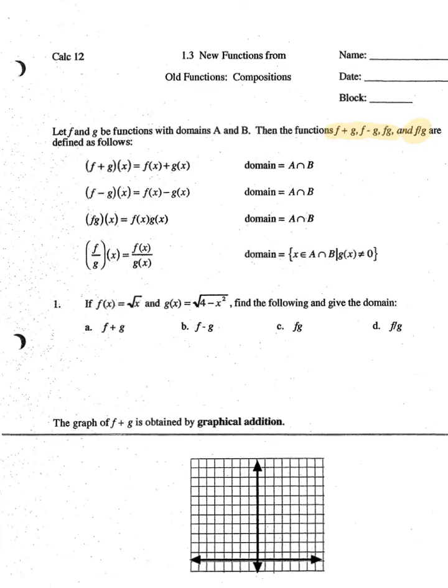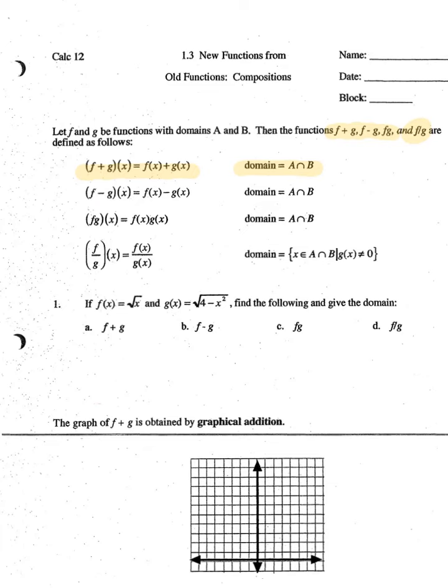So this is very theoretical. F plus g at x means you've got function f plus function g. The domain will have to be the domain that works for both of the functions. We'll do a couple of examples in a moment. The same thing is true when you're subtracting 2 functions. Note the domain, multiplying 2 functions, and dividing 2 functions.